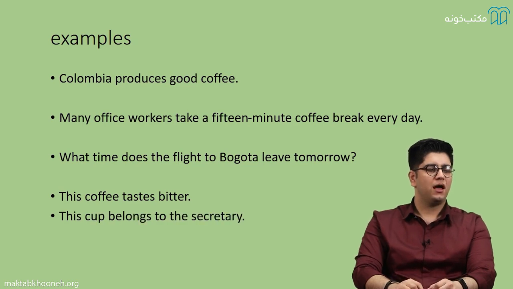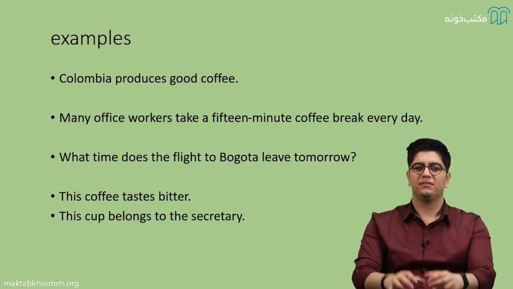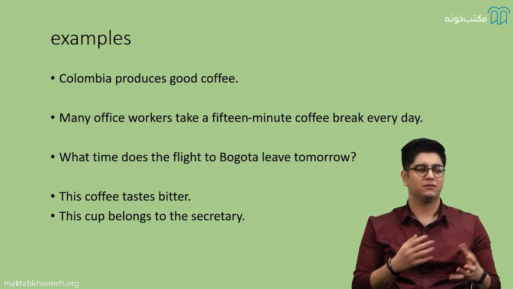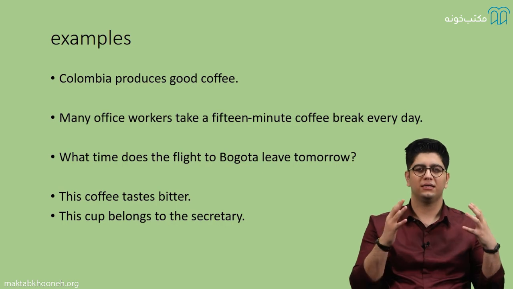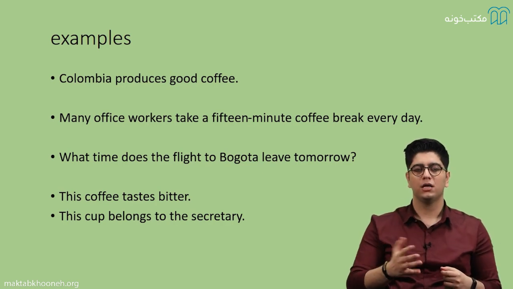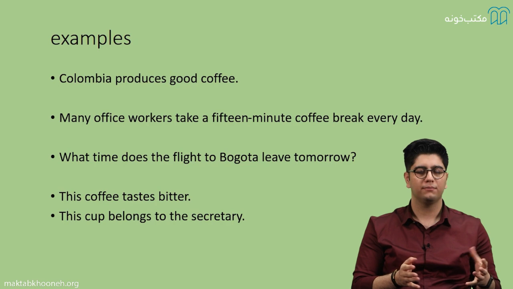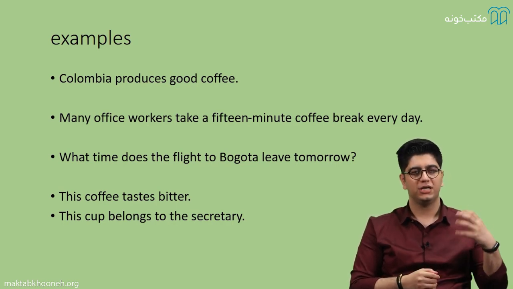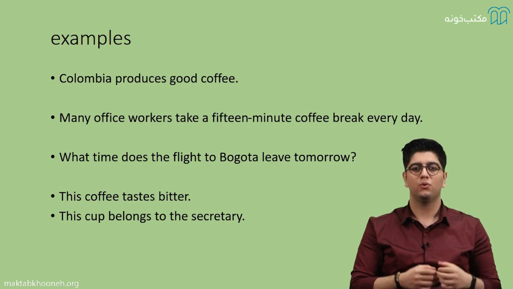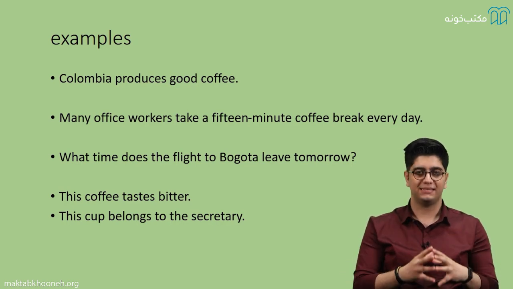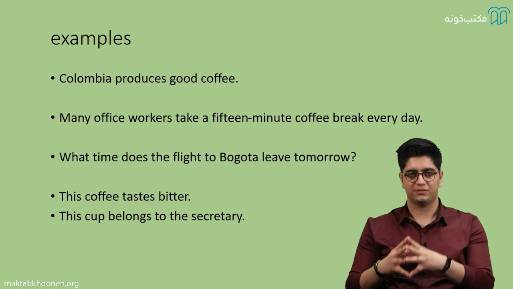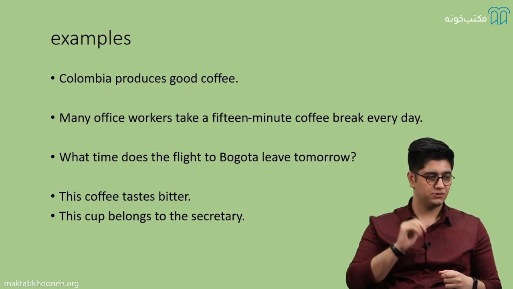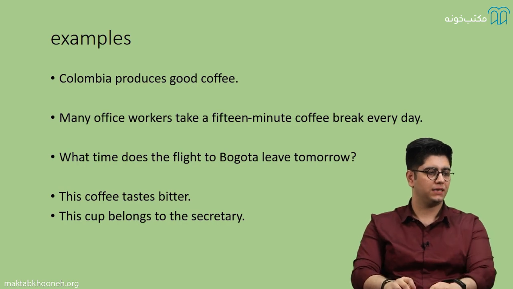This cup belongs to the secretary. So this is another example of possession. Do you remember in the previous slide, I told you that I have a car. We do not say I'm having a car, but we say I have a car. She has a car. She has 3 children. So when we talk about possession, senses, emotions, perceptions, and opinions, we use simple present. This is really important. Keep it in your mind.